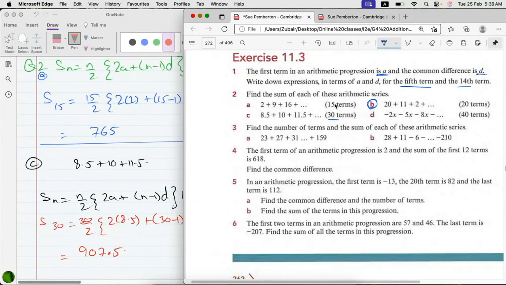Hello? Can you hear me? Yep. Okay. Sorry, I just got kind of cut off. Which question? Question 2, B part, and be careful with the value of d. Okay. Can you tell me what d will be?